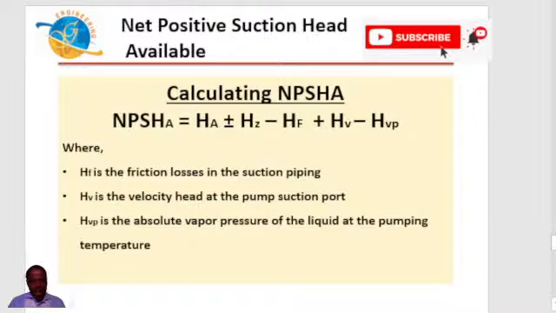Your frictional head loss, which is the sum of the fittings head loss or the straight run head loss, and your velocity head, which is usually ignored because it is quite very small and it has no effect on your NPSHA. Then minus your vapor pressure data sheet for the vendor to determine their own NPSHR by test.